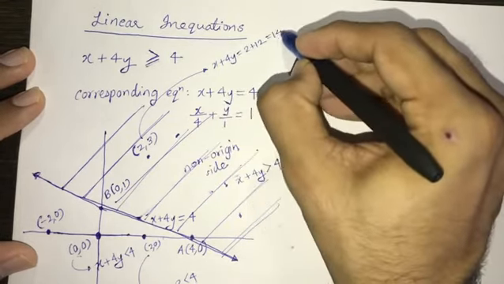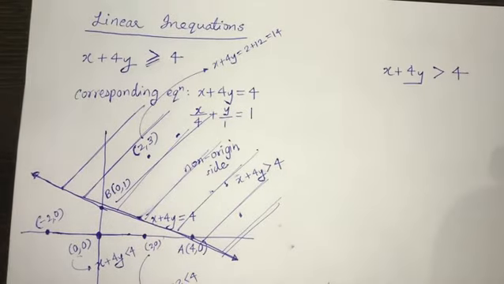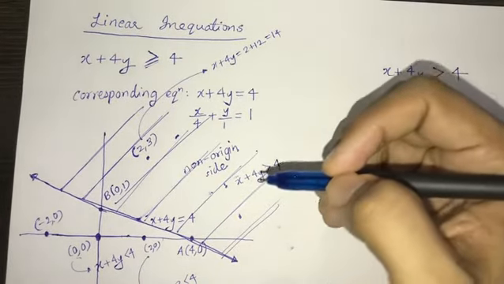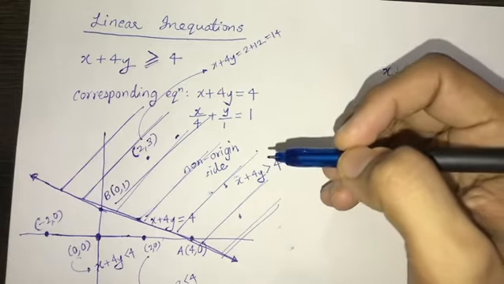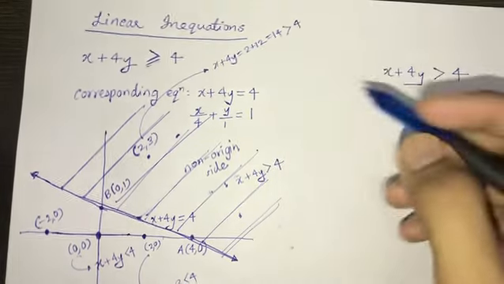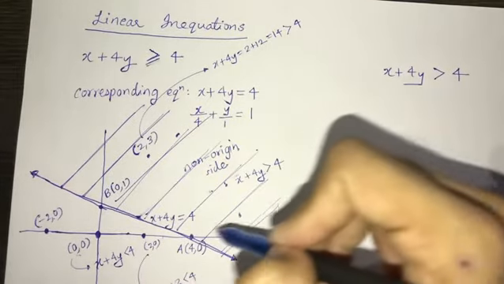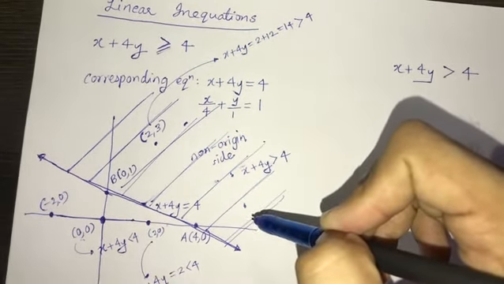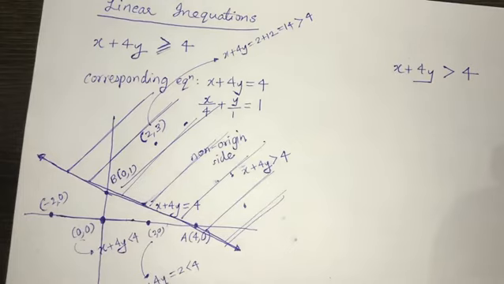2 plus 12 is 14. So 2 comma 3 gives you x plus 4y as 14. 14 is greater than 4. So any point on this side will satisfy the inequality greater than 4. Any point on this side will satisfy the inequality less than 4, which we don't want.